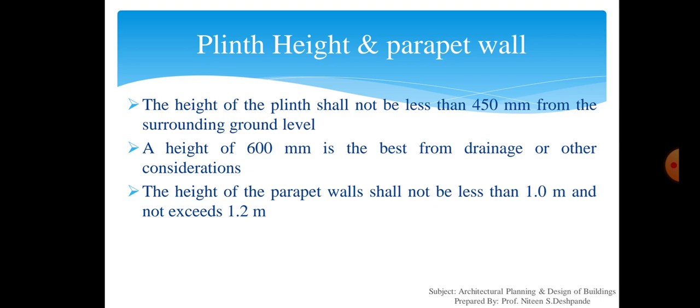Now what will happen if the plinth height is less than 450 mm? If the plinth height is less than 450 mm, then there will be dampness in the building, and to avoid this dampness there is the criterion of a minimum 450 mm plinth height.